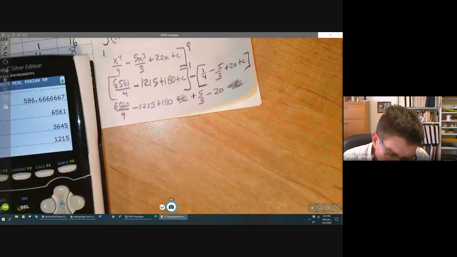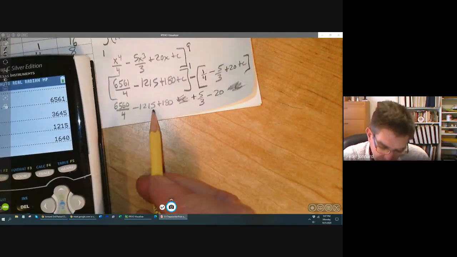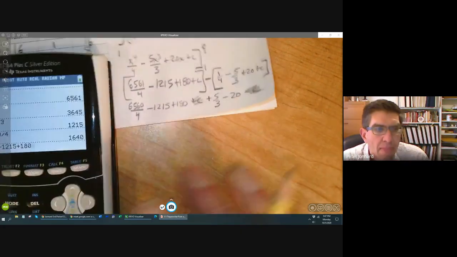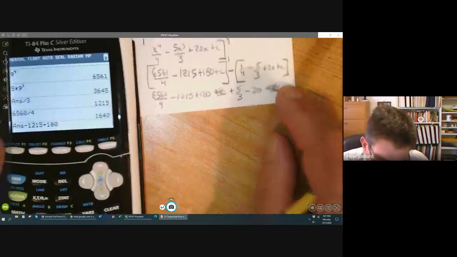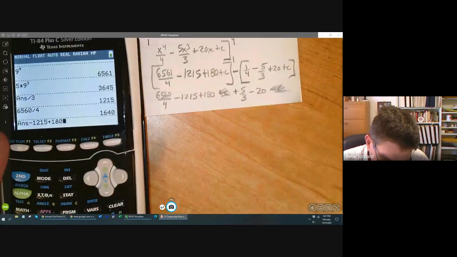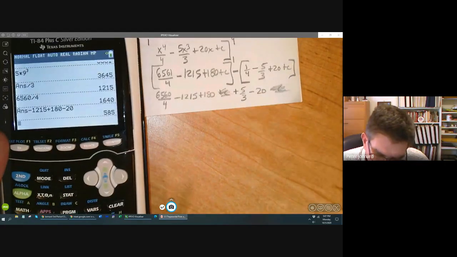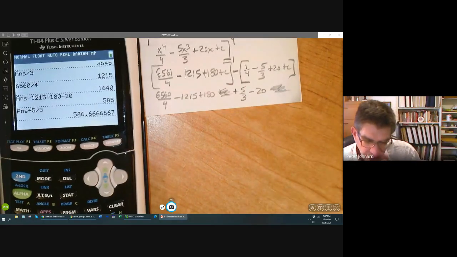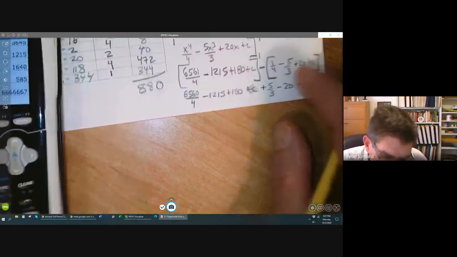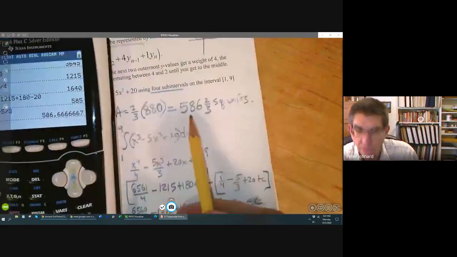6560 divided by 4, I think that's going to be a whole number, right? 1640 minus 1215 plus 180. Okay, trying to get all this on the same page at the same time. And minus 20. Okay, like so, 585 plus 5/3, like so. There's the same exact answer I had a few moments ago, 586 2/3, and that's exactly what we have here.